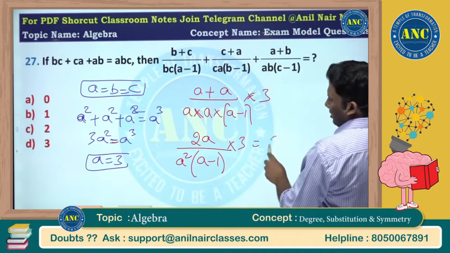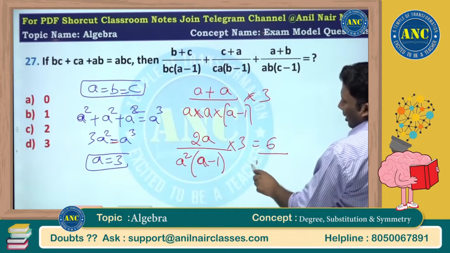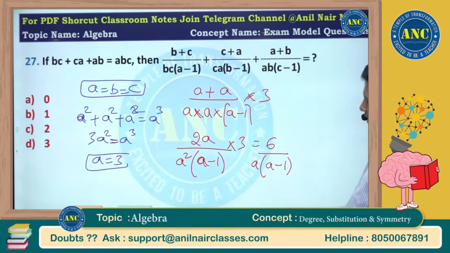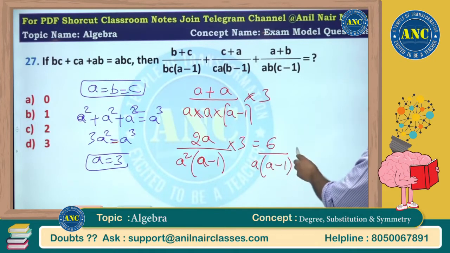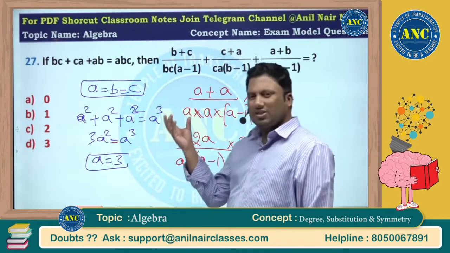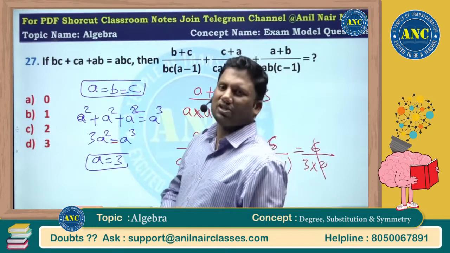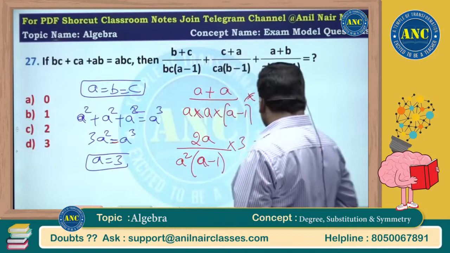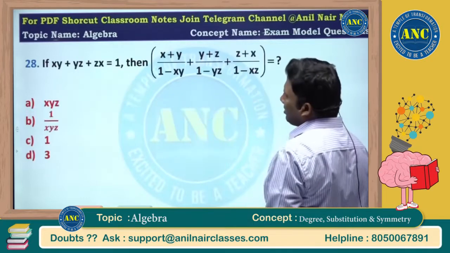This is 6 divided by A into A minus 1. A is 3. 6 by 3 into 2. 6 by 6. Answer is 1. These are some of the most repeated questions. Symmetric function based questions generally come in SSC and CAT level examinations.